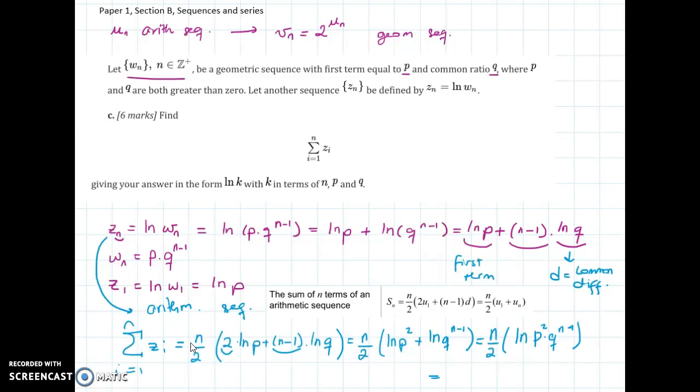And one more time, I'll take the factor n over 2 that is multiplying outside the logarithm and put it as an exponent inside. So this is the logarithm of p squared times q to the power of n minus 1, all of this to the power of n over 2. We could try to simplify this expression, but we already have an answer in the form logarithm of k, where k depends on n, p, and q.